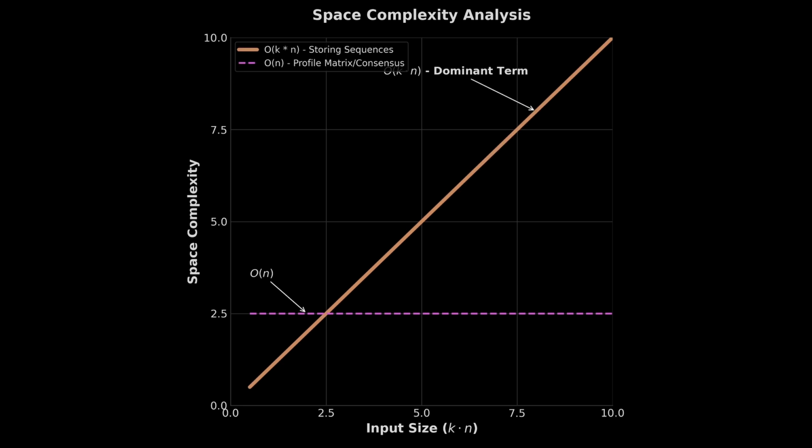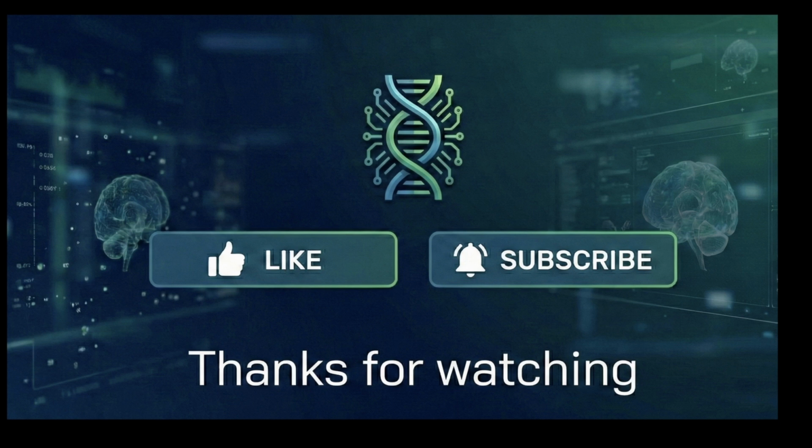To recap, we transform DNA strings into a quantitative profile matrix to determine the most common consensus sequence. This is a foundational technique in computational biology.